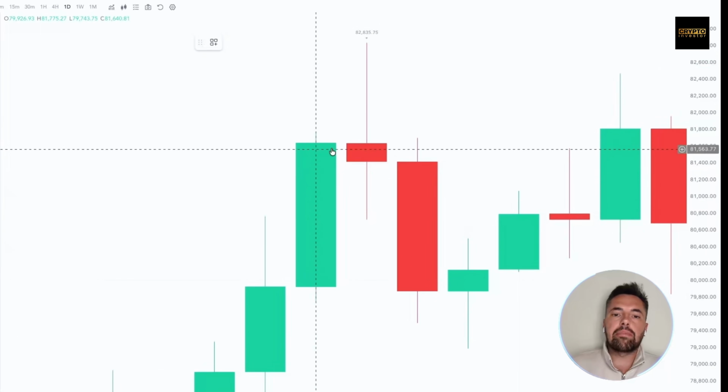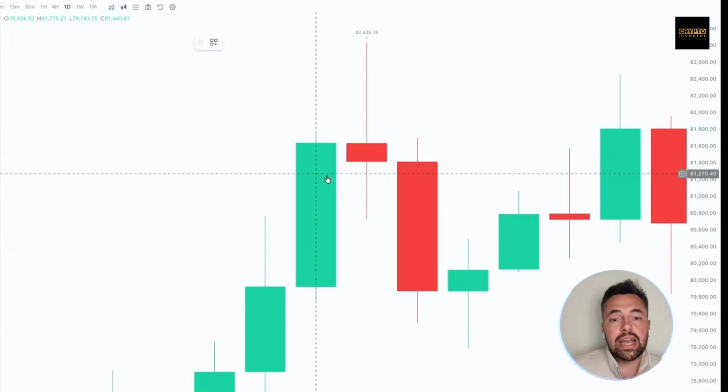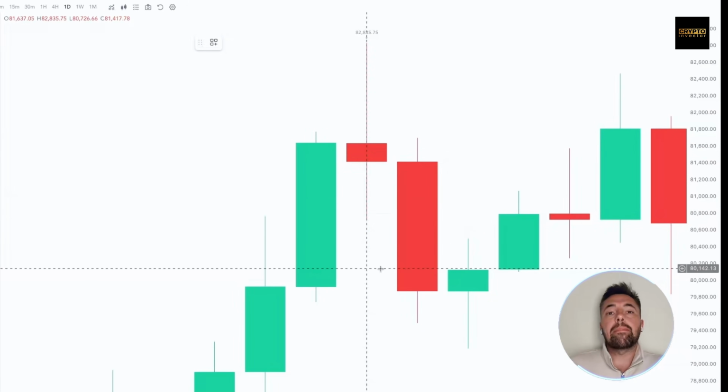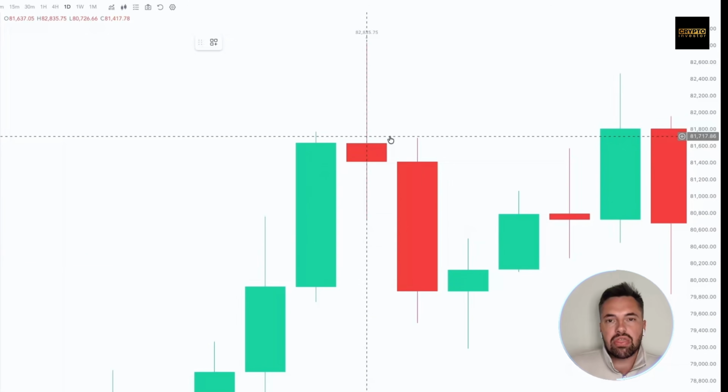A strong bullish candle closes near the top of its range. Small or no upper wick. It's a solid body. It tells you that buyers were in full control for that entire period. They pushed price up and held it there right through to the close. There's no meaningful rejection. That's strength.